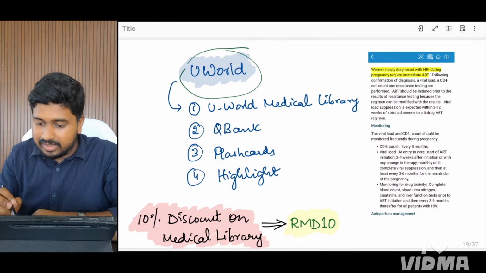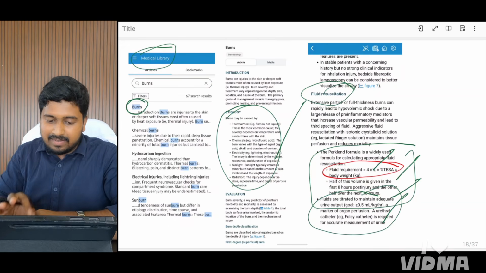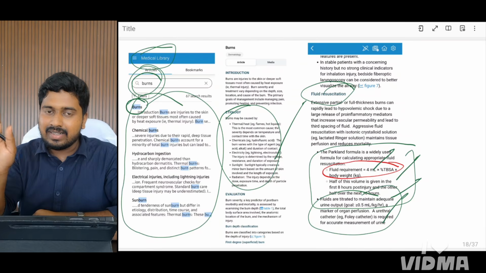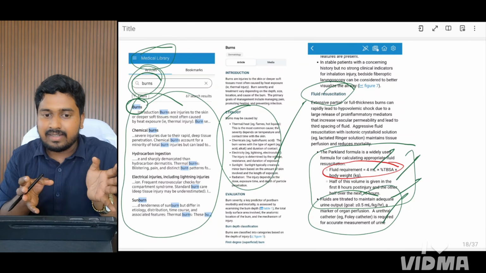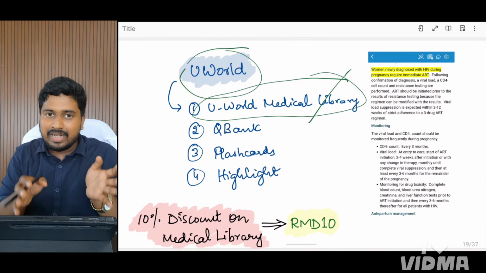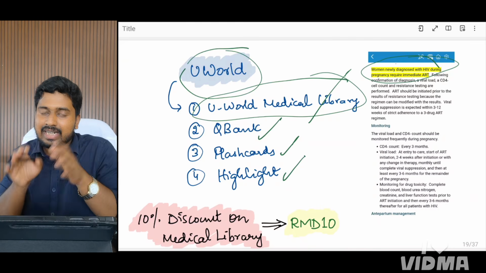So if you see closely here, this is something known as the UWorld Medical Library, where you can just search options. See here, if you just search burns, you will get everything related to burns in this, and you can just go through that explanation part, and you'll get a sense of concept clearing. This is the clinical medical library that I'm showing you. Okay, so this is the UWorld Clinic Medical Library. Along with that, you'll have Qbank flashcards, and you can also highlight things in that particular app.